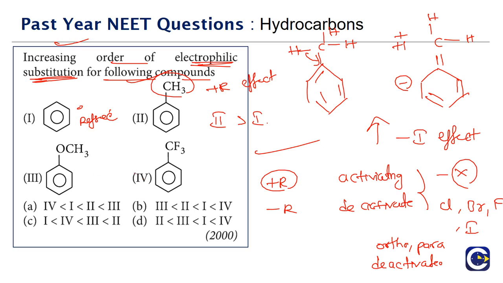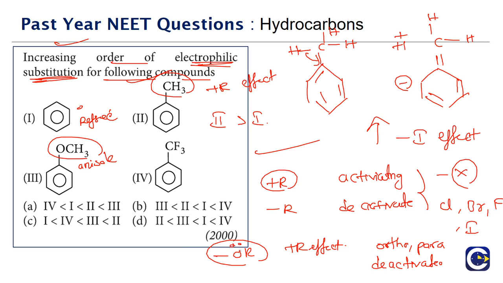Okay, now if you look at compound 3, which is OCH3 attached to the benzene. So this is anisole. So what is this compound also called? Anisole. Okay, so here we have an OR group attached to the benzene. So OR group will be a plus R effect group.